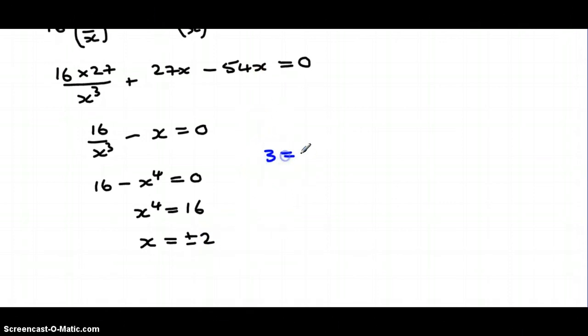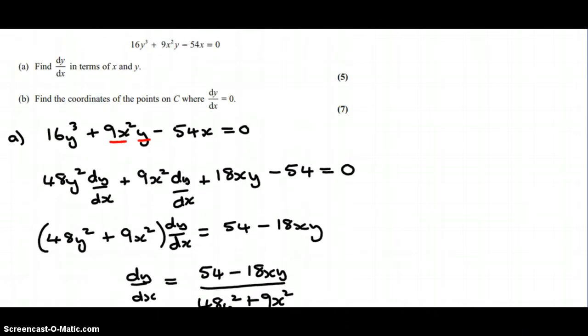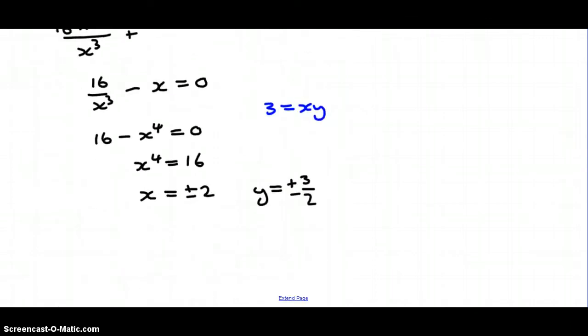we had x times y equals 3, so in order to multiply positive 2 by something to get an answer of 3, then y's got to be 3/2. So it could be positive or it could be negative. And what we found there is we found the coordinates. And just to be sure that we get all the marks, write out your two sets of coordinates.